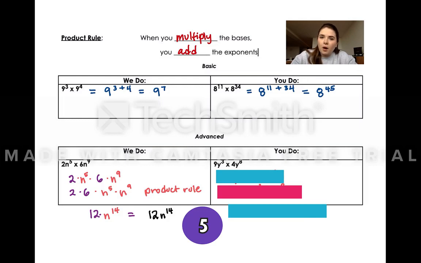Again, just like before, I want you to pause the video, try this next problem on your own. I'm going to start the timer, and then we'll come back and go through the answer.